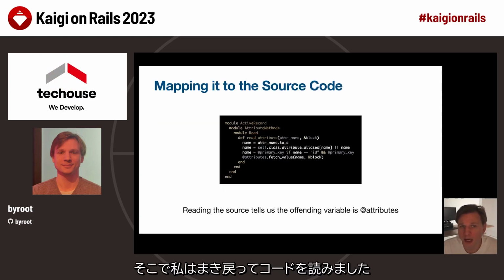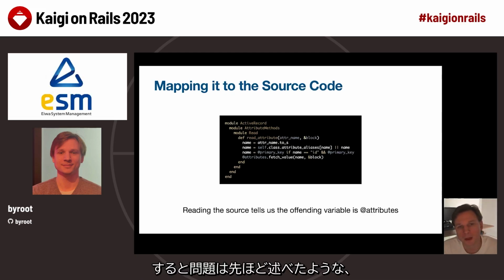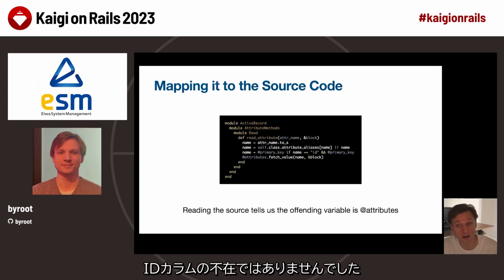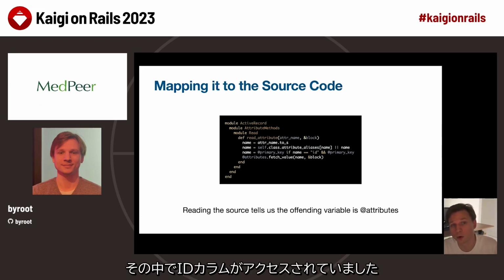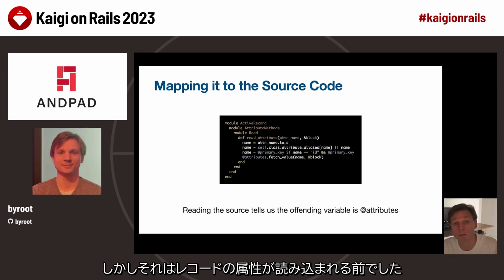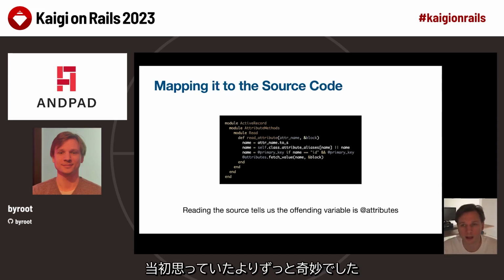I rewinded back and went to look at the source code, and I noticed that the problem wasn't that the model didn't have an ID column, like I said. It was that it was trying to access the ID of the model, ID being just one of the many attributes of a model, before the attributes were loaded, which was way more weird than I thought.